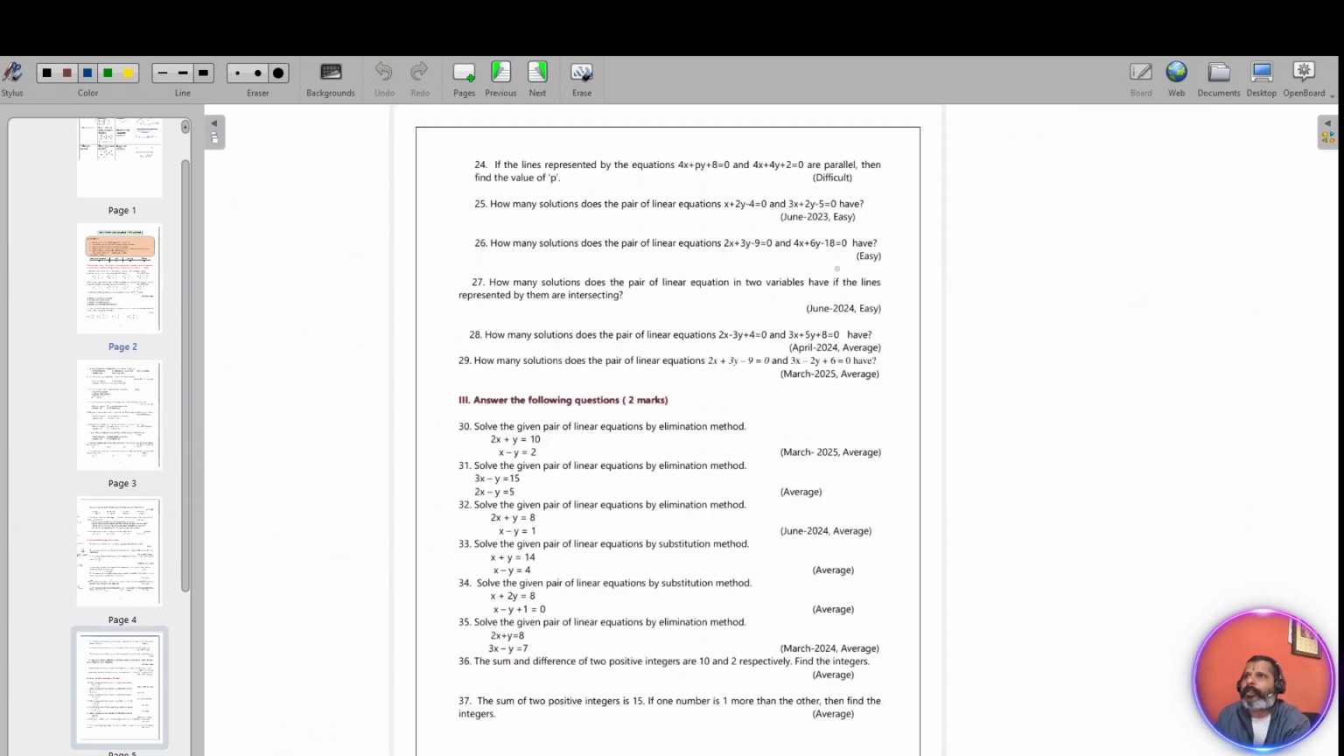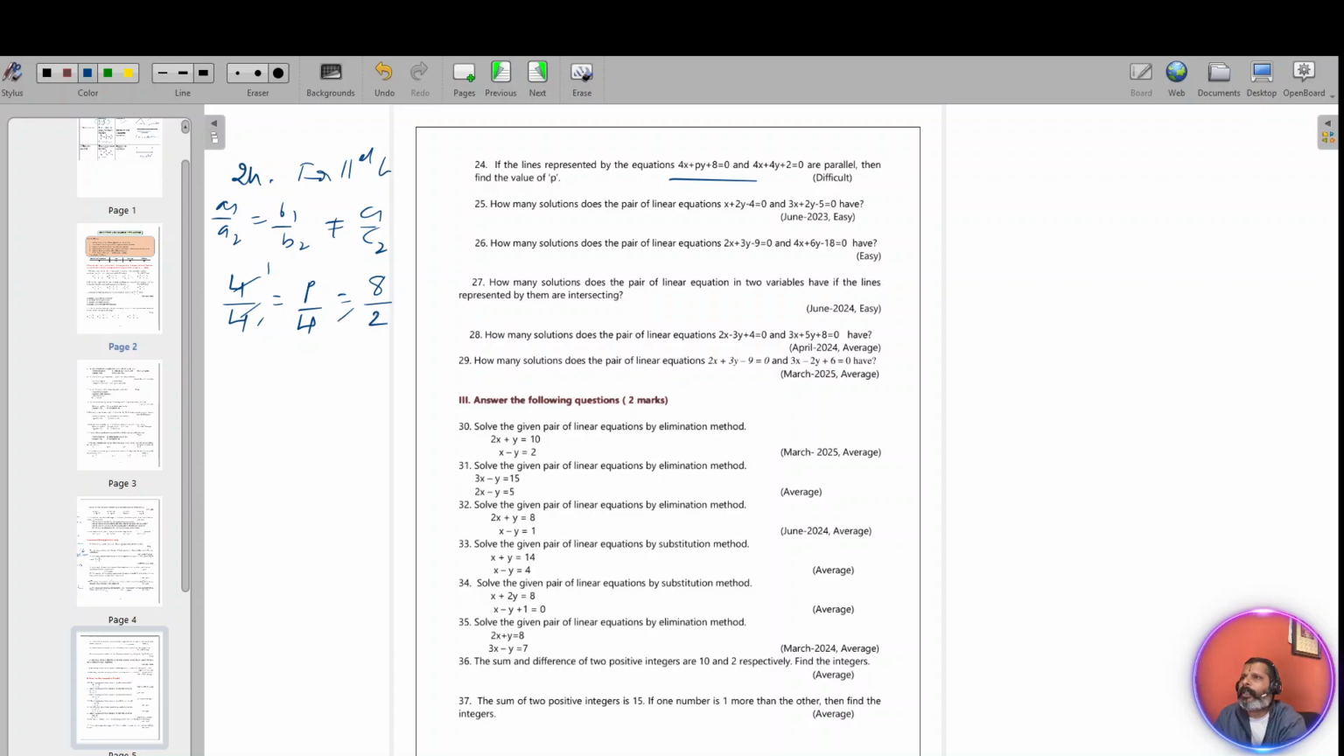Next, 24. If the lines are represented by these two equations and parallel they have given. So you write for parallel lines, what are the conditions? A1 by A2 equal to B1 by B2 not equal to C1 by C2. Get the values and find the unknowns. A1 is 4. A2 is 4. B1 is P. B2 is 4. C1 is 8 and C2 is 2.